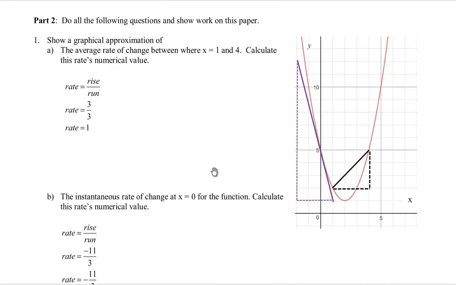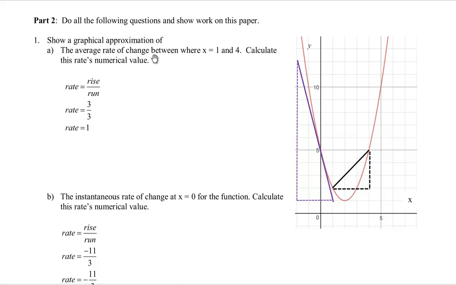Moving along to part 2 here, so some graphical questions first. So we have a parabola here, and there will be a link in the description if you want to access this review and the solutions to it. You'll find just the parabola. These triangles and lines that I've drawn are for the solutions for A and B here.